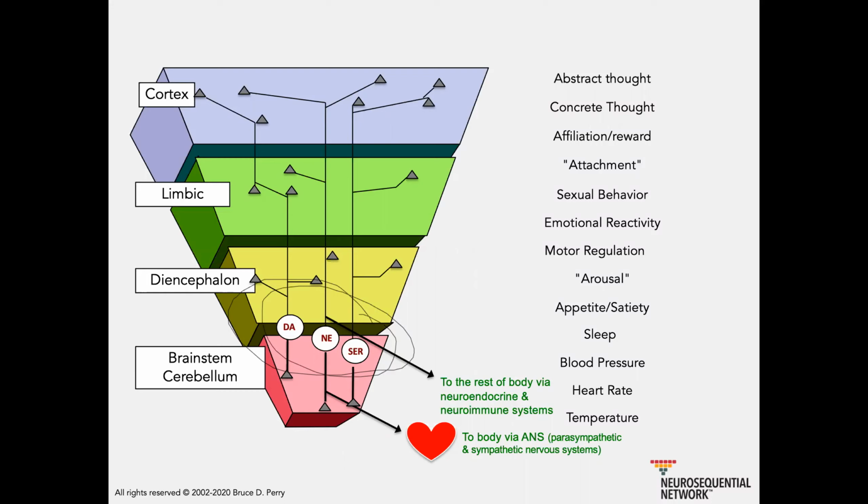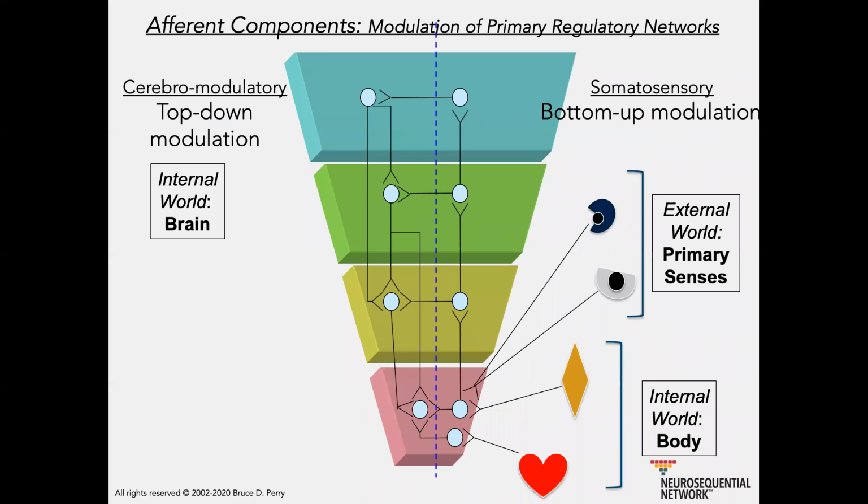So when you adhere to the principles of specificity, what that means is if you want to regulate somebody, you've got to somehow get to these neural networks. Now, there's a couple of ways to get there. One way is from the top down.